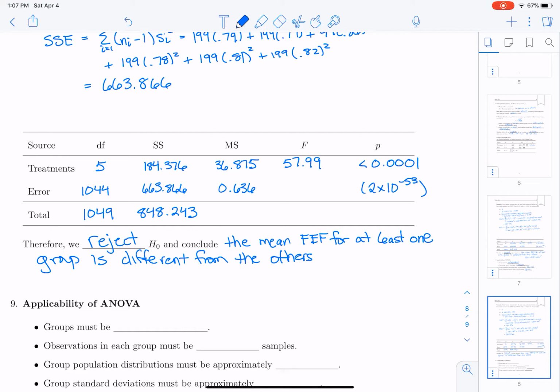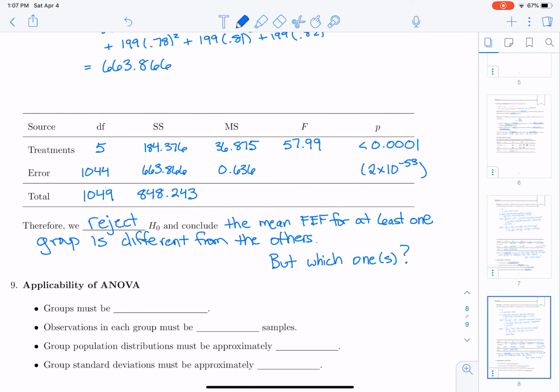Well, that's good. Now we know that smoking does have an effect on pulmonary function, but which one? Which groups are different? Is one group different from the others? Are all the groups different from each other? Which ones are statistically different from the others? Well, you'll have to watch the next lecture to find out how we can distinguish the groups.